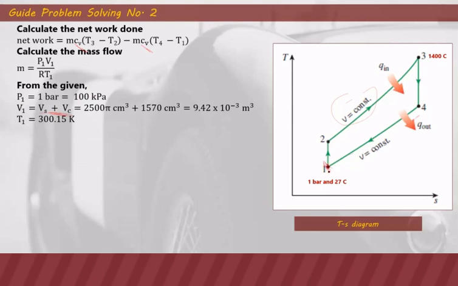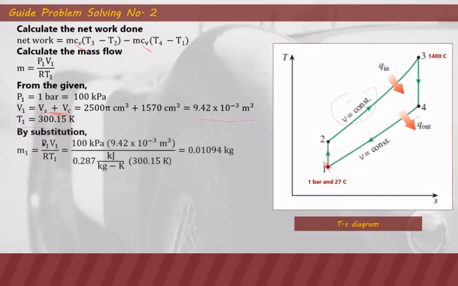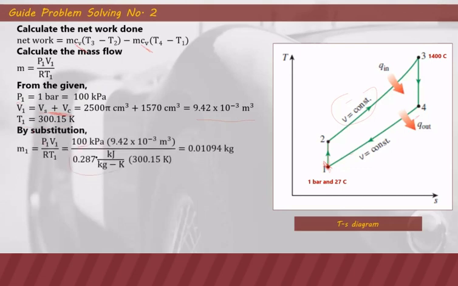That is the volume at point 1, so before it's compressed. That's at point 1. So the volume is 9.42 times 10 to the negative 3 meter cube, and T1 is 315 Kelvin. R, of course, we know that's 0.287 kilojoules per kilogram Kelvin for air. So by substituting all the values, we get the mass entering the system as 0.01094 kilogram.